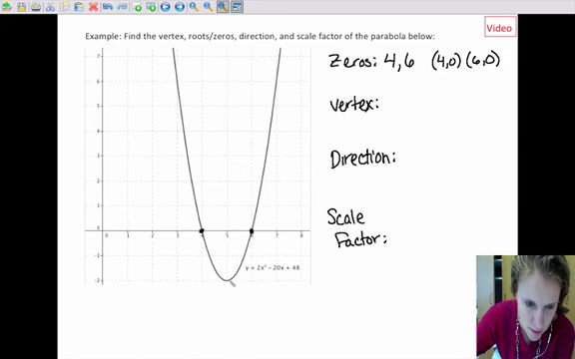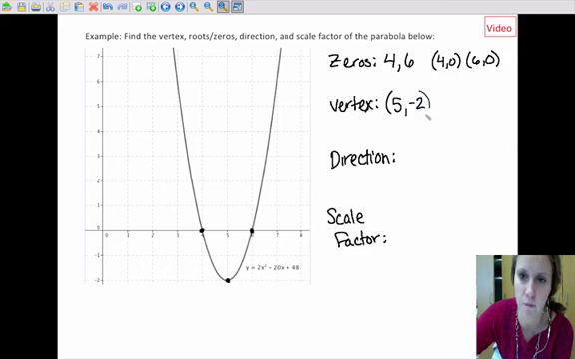Our vertex is down here at (5, -2). Our direction is upwards.